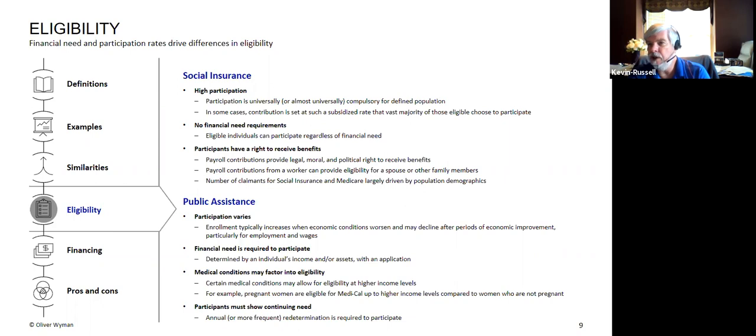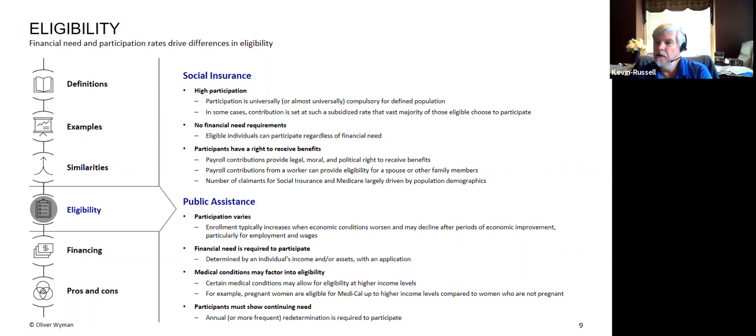Now, the number of claimants for social insurance, particularly Social Security and Medicare, is driven largely by population demographics. For example, Medicare typically comes in at age 65, and Social Security, people can start claiming benefits as early as 62. If economic conditions are such that people are losing their job, then you may find that more people elect to take Social Security at an earlier age when they might have preferred to continue working otherwise.